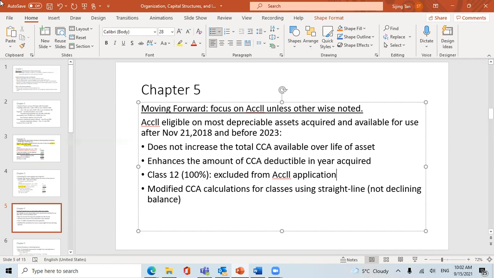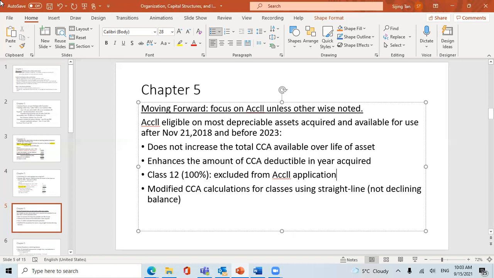So some class 12 assets, such as medical and dental instruments and tools costing less than $500, uniforms and chinaware, are under the accelerated rules. But the rest of the class 12 assets, such as computer software and certified Canadian films, are subject to the half-year rule. So class 12 is split: one part is under the half-year rule, and the other part goes to the accelerated investment incentive rule. So make sure that you understand that.